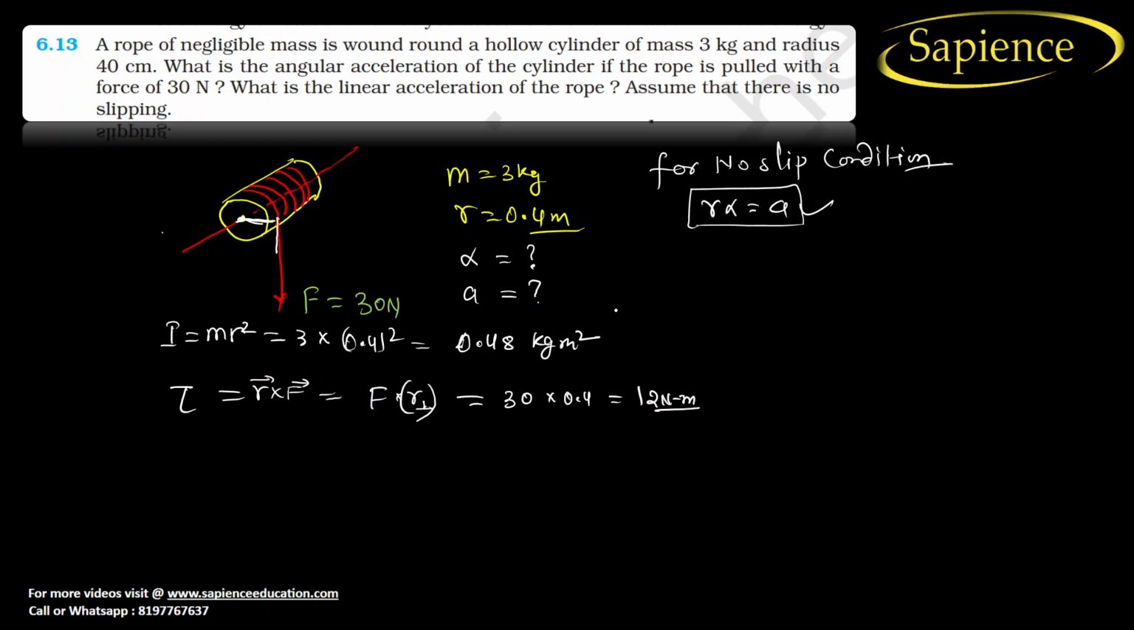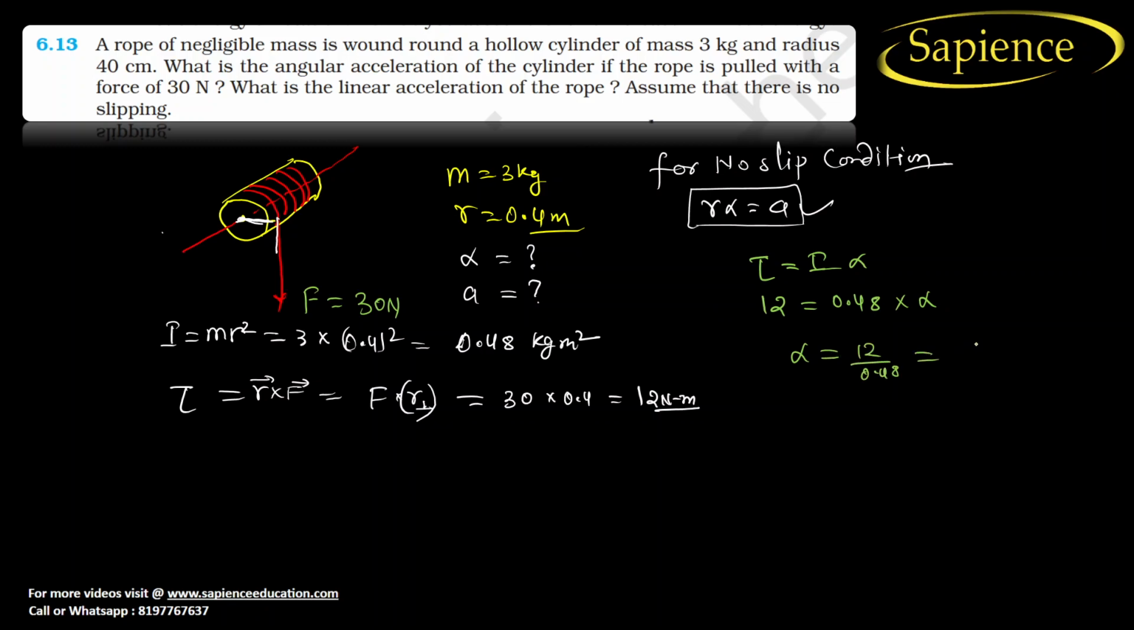Okay, now one more thing is that torque is equal to I into alpha. We have already got torque equal to 12 Newton meter. What is the inertia of this body? The inertia of this body is 0.48. What is the value of alpha? So from here, alpha is equal to 12 divided by 0.48.